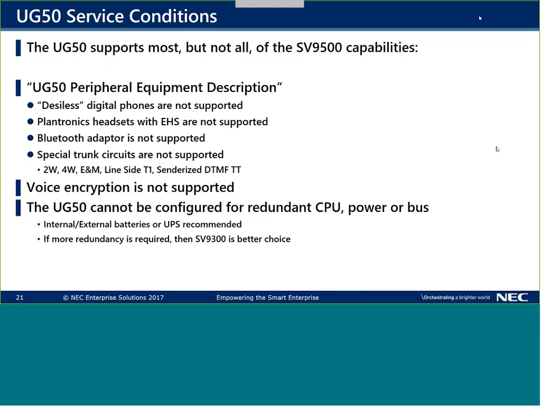The UG50 is also not available with any real form of redundancy, so we cannot put redundant power or redundant CPUs or redundant bus into the system. It's a simplex design. But we recommend, of course, external batteries or UPS to keep the power up on the unit. We also would recommend putting that UPS on the Ethernet switch that the system is connected to, so the whole network is up. But if you're really looking for greater redundancy, for example, having a backup CPU or something like that, you may consider the SV9300 as a better choice.